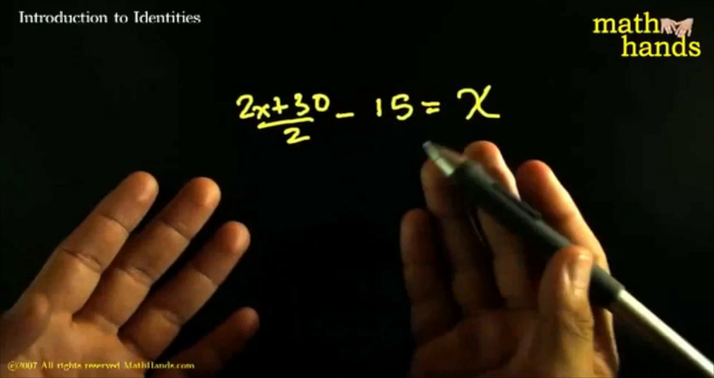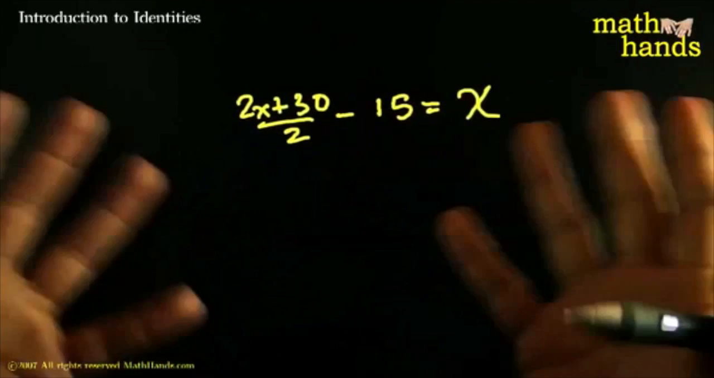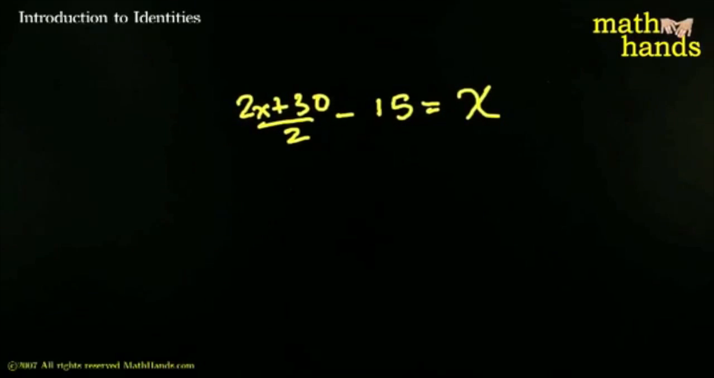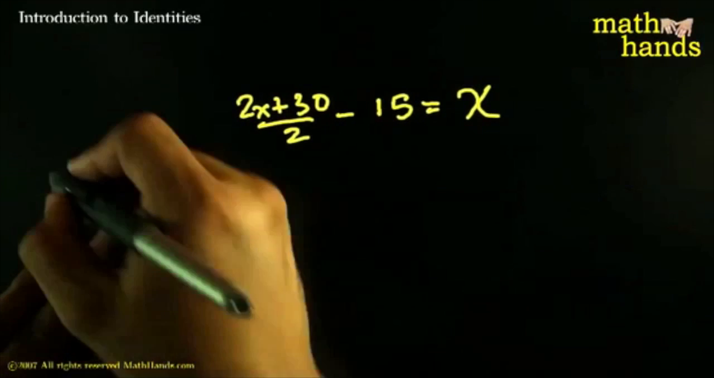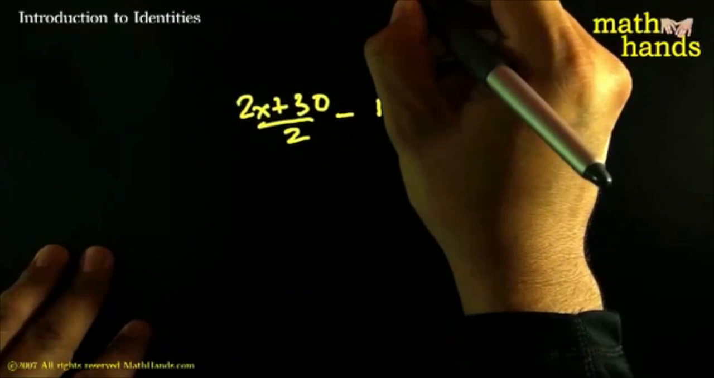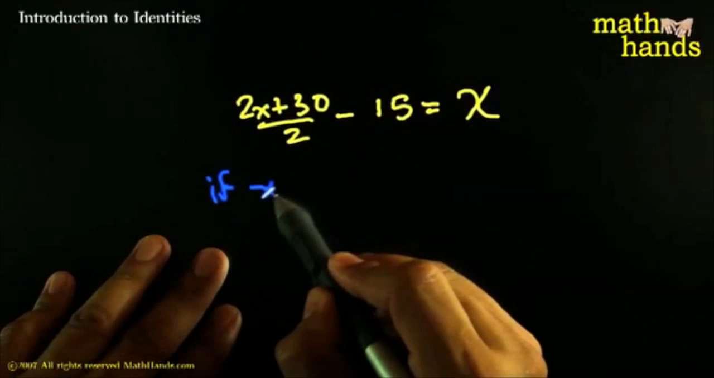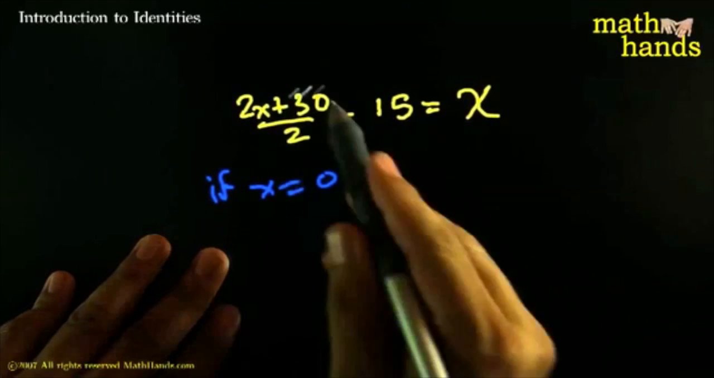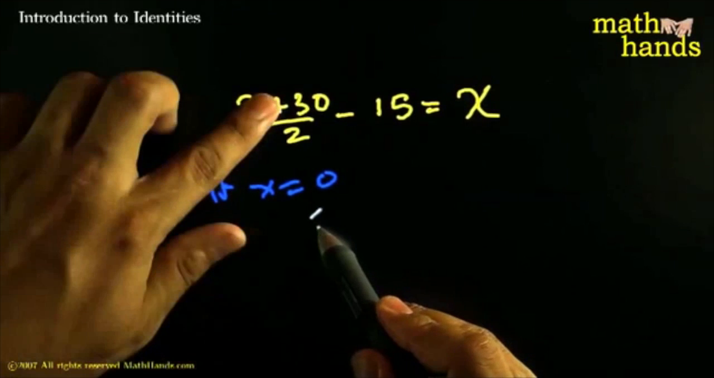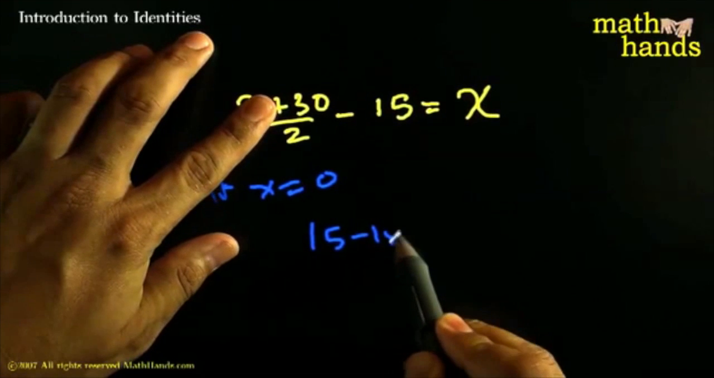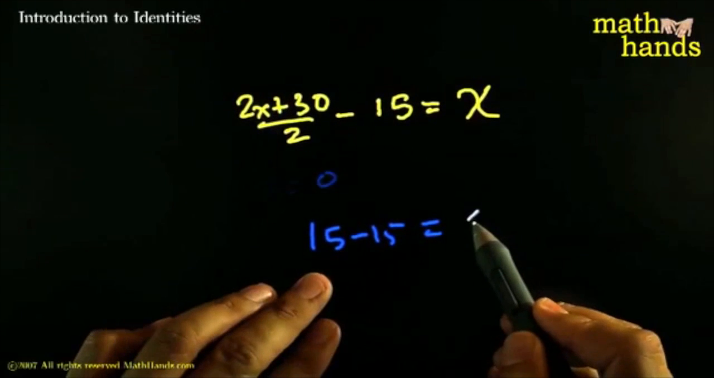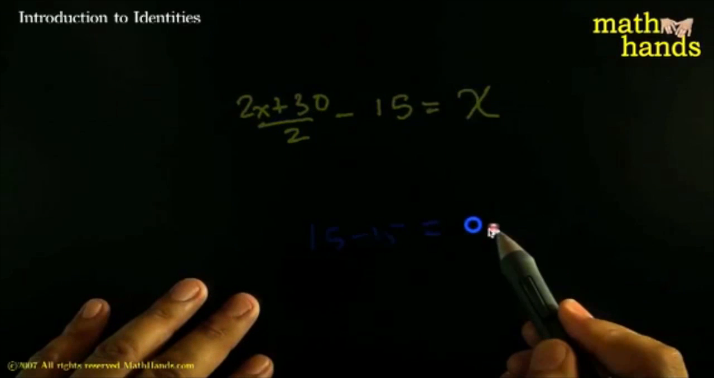Here's what I could suggest. First, try to get a feel for it. Is it true for all possible values of x? I don't know. You could try some values on the side here. Let's try some values with our magical erasing pen. If x is equal to 0, for example, you would get 15 minus 15. What is that equal to? 0? Yes, it is true for 0.